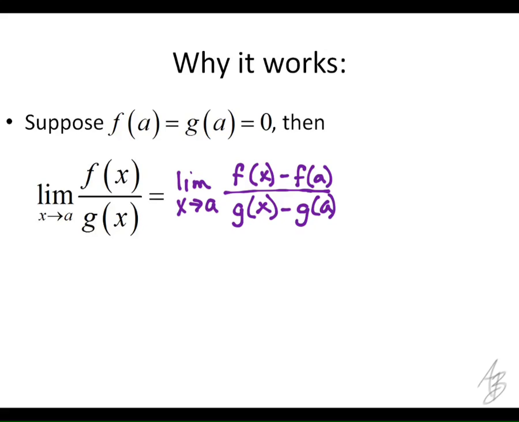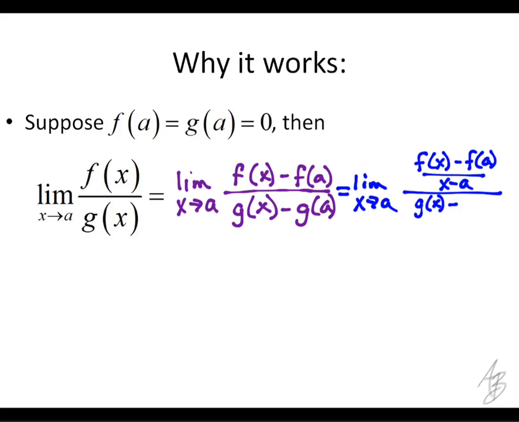Then what I'm going to do is I'm going to divide the top and the bottom by x minus a. And since I'm doing it to both, I'm really not changing the value of it again, because I'm really just multiplying by 1 when I do that. So I have the limit as x approaches a of f of x minus f of a over x minus a, and all of that over g of x minus g of a all over x minus a.